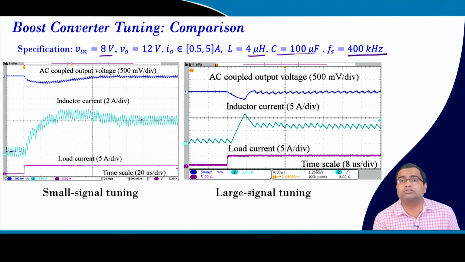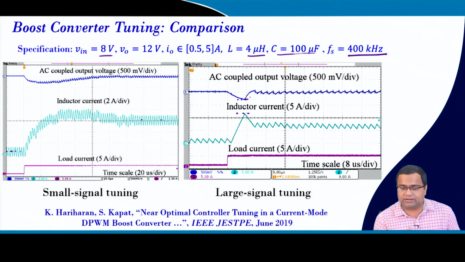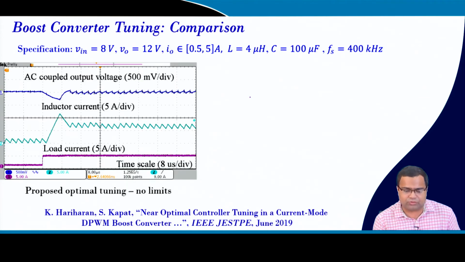It is undergoing load step transient, and the time optimal recovery reaches so fast, but there is a current limit and also the voltage undershoot may be large. These results are taken from our paper. So, here we have talked about large signal tuning of voltage mode boost converter in current mode control.